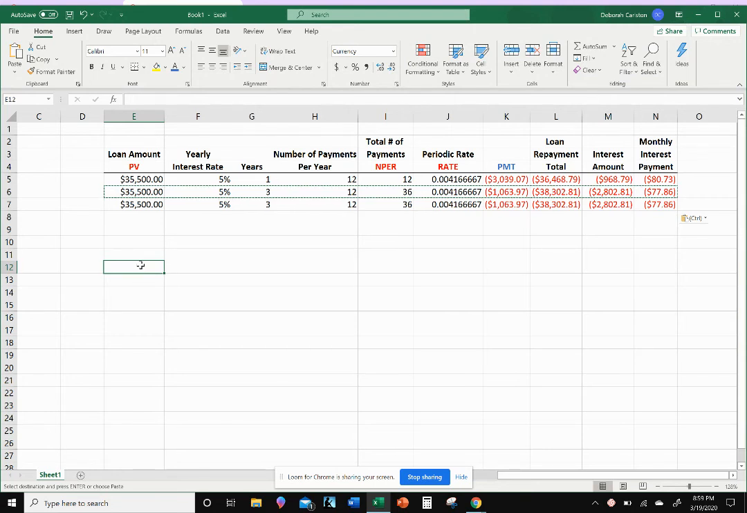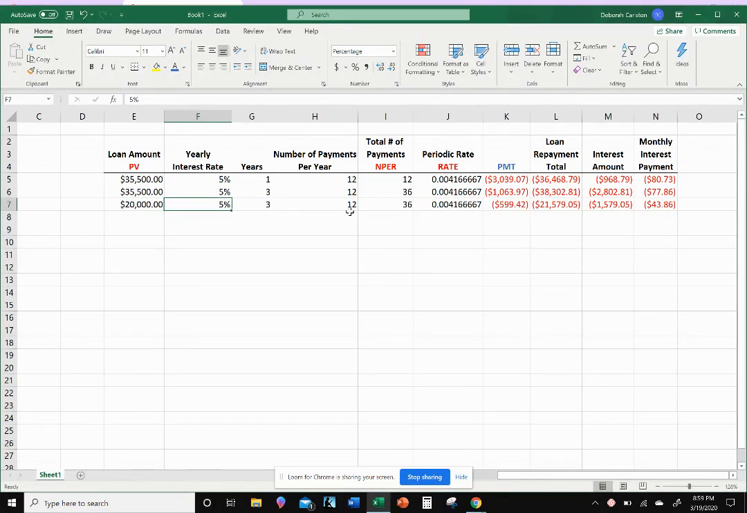And let's say that I needed a $35,500 loan for a house. And I decided I was going to save some money first and then only borrow $20,000 for my house. I've worked for years and I've saved money. And so even if it's still at 5% and it's for 3 years and there's 12 payments a year, my payment went from $1,064 a month to $599 a month. And that's because I saved beforehand. And look how much less interest I'm paying.